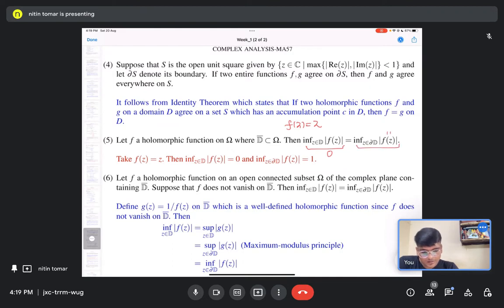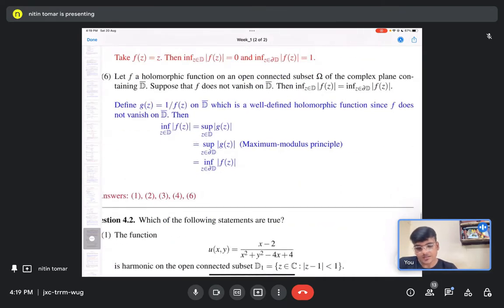So this value is 0. Now, what about the right hand side? If f(z) is z, then what will be the value of mod z, where z comes from the circle? If z is coming from the circle, this mod z will always be 1, right? So its infimum will always be 1, right? But does 0 equal 1? No, right? This is a contradiction. So this statement does not hold true. Okay.